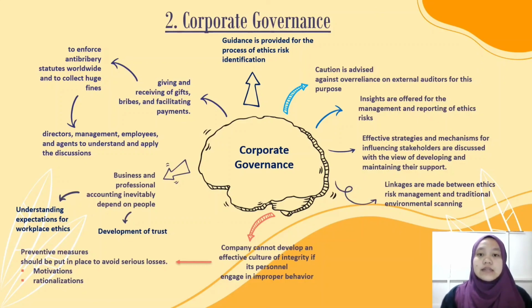Other than that, development of trust, which depends on ethical values, is so important to communications, cooperation, and sharing of ideas. Part of the ethical puzzle for the modern corporation to sort out is the giving and receiving of gifts, bribes, and facilitating payments. In order to enforce anti-bribery statutes worldwide and to collect huge fines, directors, management, employees, and agents have to understand and apply the discussions on bribery, whistleblowing, and white-collar crime.